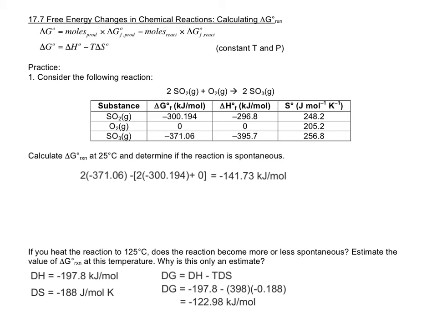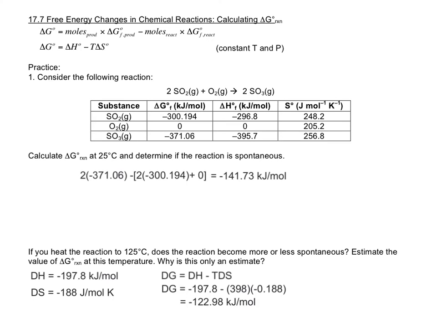Okay, so this is still negative, so still spontaneous, but it's going to be less spontaneous than it was at 25 degrees Celsius. And we should know this because our delta S is negative, and so if we increase the temperature when our delta S is negative, that's just going to make the entropy factor even more of a factor in the delta G, and so it will become less spontaneous.